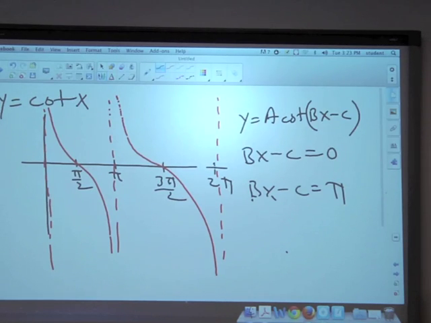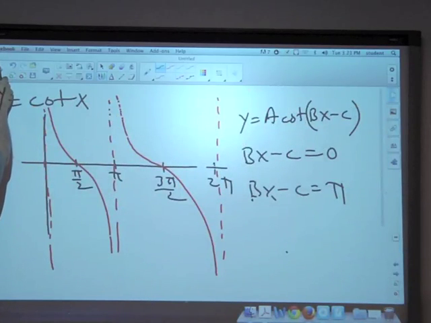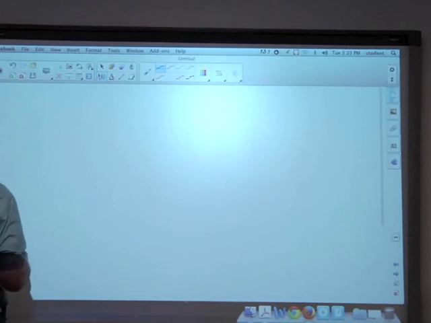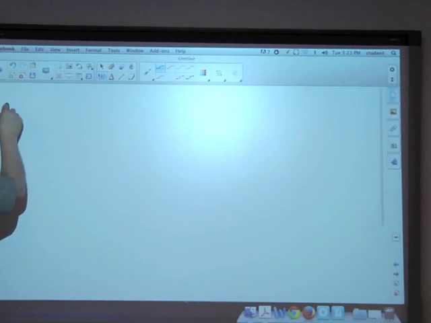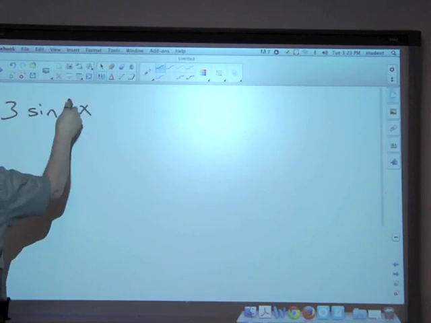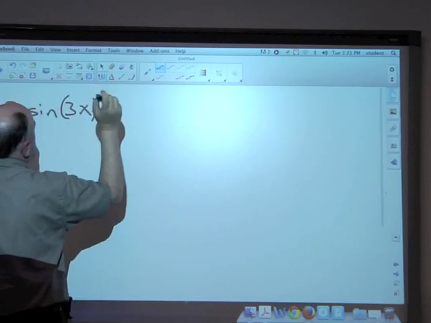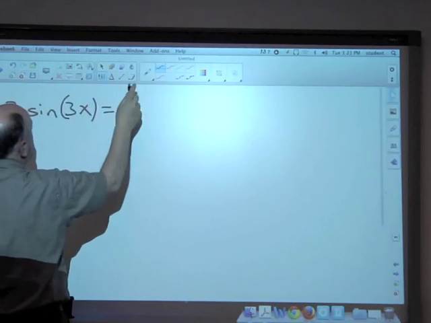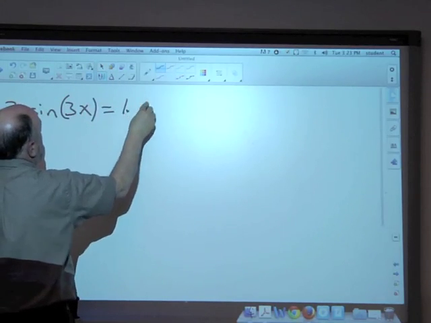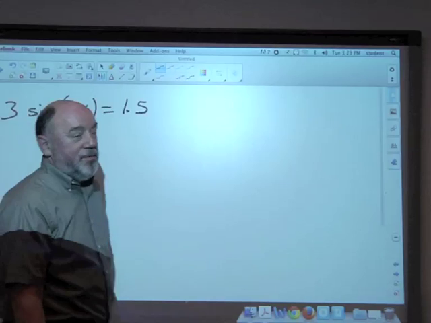So the last section out of there deals with solving a trig function. So you get something like this. Okay? So I want to solve this one. We've got 3 sine of 3x is equal to 1.5. Right? We want to solve that.